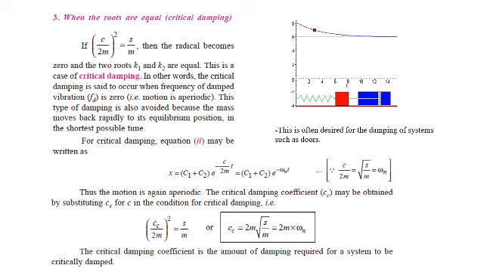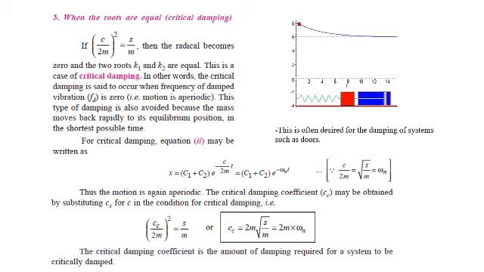Critical damping coefficient cc is equal to twice m into omega n, where omega n is square root s by m. Now this critical damping coefficient is the amount of damping required for a system to be critically damped. This cc represents the amount of damping required for a system to be critically damped, that means to come to its original position rapidly.